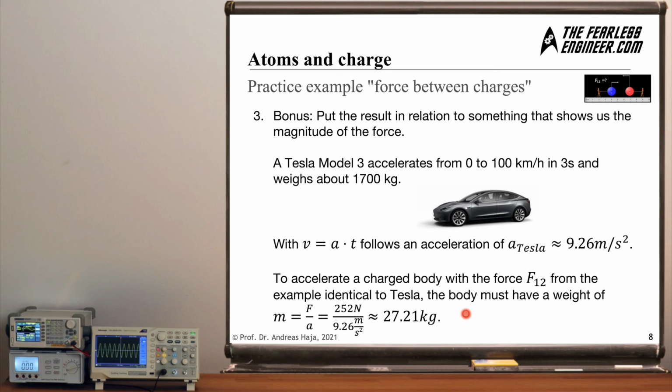But bear in mind again that we only have this force available over a distance of only 5 centimeters. But just to relate this to something tangible, you can now easily compare the 27 kilograms with the 1.7 metric tons of the Tesla to get a feel for the forces at play here inside the Tesla as well as between these two charge clusters in space.